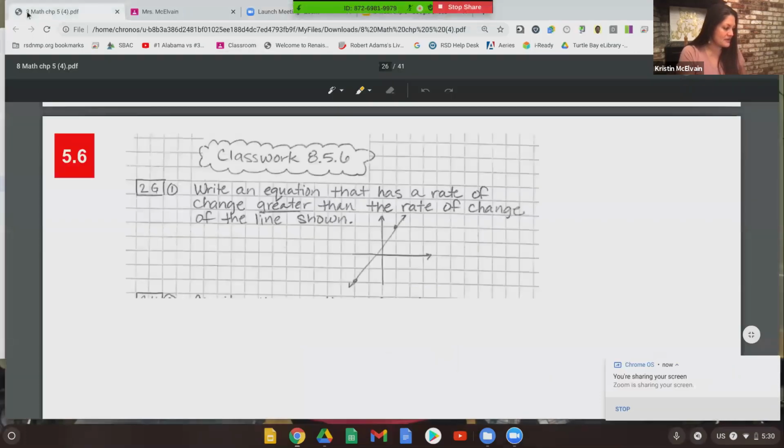We are doing 5.6 today. Okay, so let me let my other computer in. We are all set to go. Okay. Here we go. And share my screen. All right. Here we go.